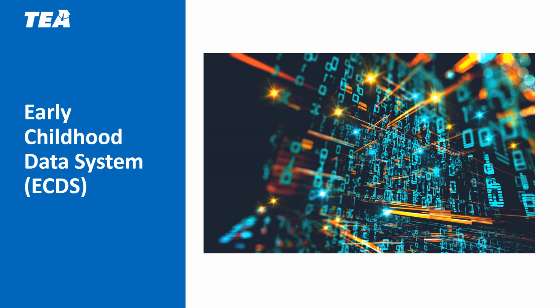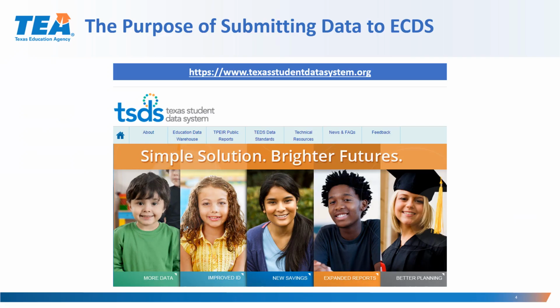First, we would like to share more information about the early childhood data system, commonly known as ECDS. The Early Childhood Data System, ECDS, is a state reporting feature in the Texas Student Data System, TSDS. All public schools and open enrollment charter schools, also known as local education agencies, must report the high-quality pre-kindergarten data, which is aligned with the Texas Education Data Standards.